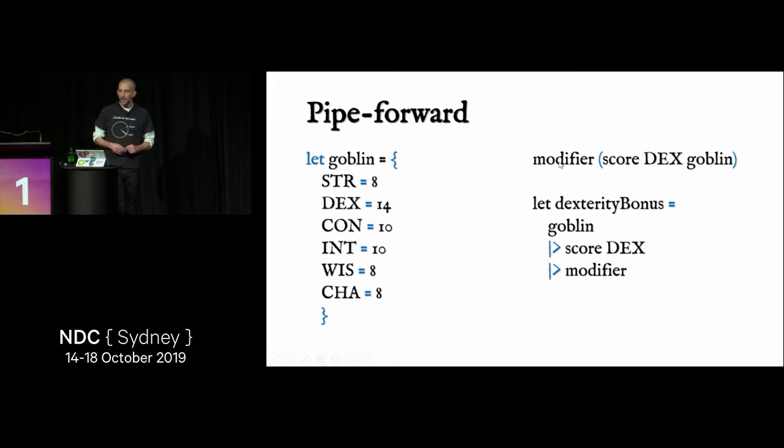That's nice. There is a way which is maybe nicer using the pipeline operator in F#. If I want the dexterity score, I'm going to take a goblin and push my goblin, so to speak, into the score function. I'm going to say, take the goblin, give me the score for the dexterity for that guy, and push the result into the modifier. So this gives me a pipelining style where I can see, take the input, do something until you're done.